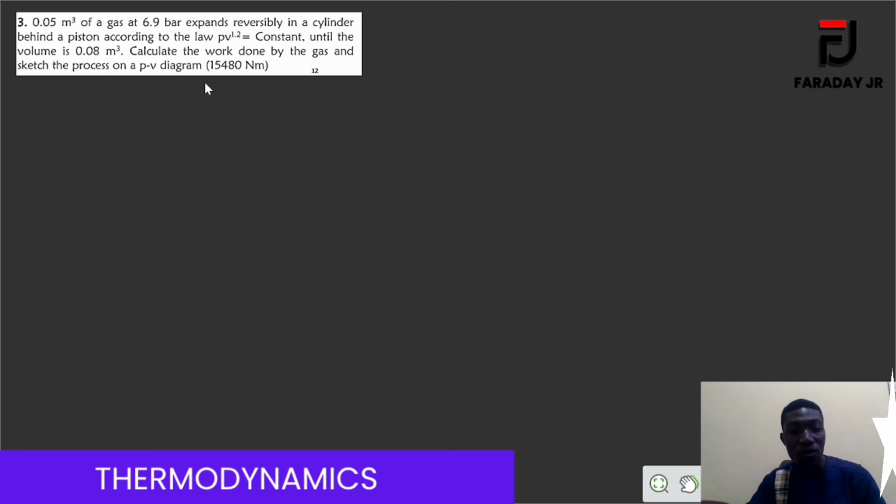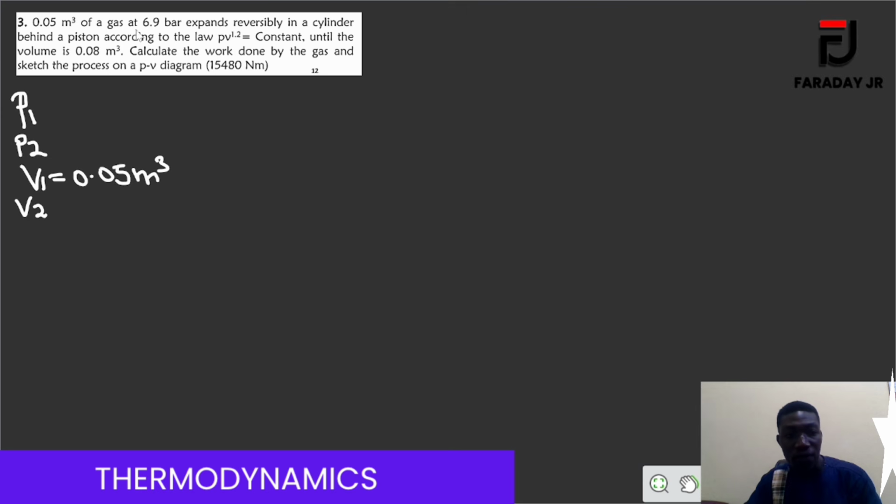So first of all, we're going to write our data down, then we see how the diagram goes. So our data: our initial pressure, our final pressure, our initial volume, our final volume. So 0.05 meter cube of a gas, so this is our initial volume, 0.05 meter cube.